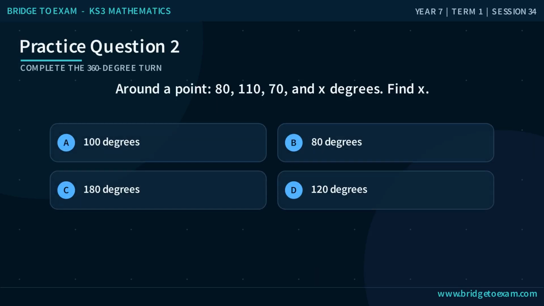Practice question 2. Around a point, the known angles are 80, 110, and 70 degrees. Find the missing angle. Option A is 100. Option B is 80. Option C is 180. Option D is 120. Pause. Add every known sector and subtract from a full turn.